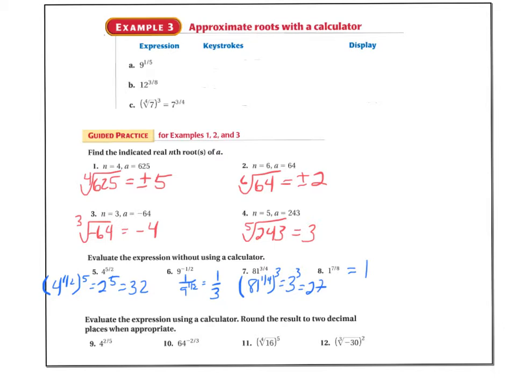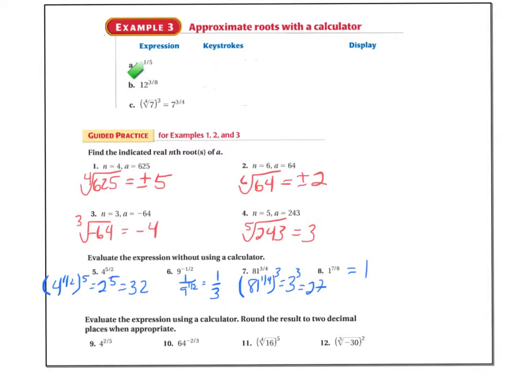Alright, I'm going to go to example 3. All the kids always love this because we get to use our calculator. And there's 2 types of calculators running around in this classroom. Some of them are TI-84s, and other ones are the TI-30s. So I'm going to go off on the TI-84, how to use your calculators, because most of you should have them. And that is to put in different roots.